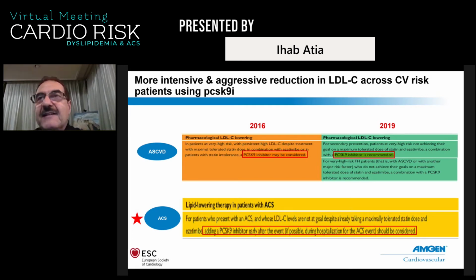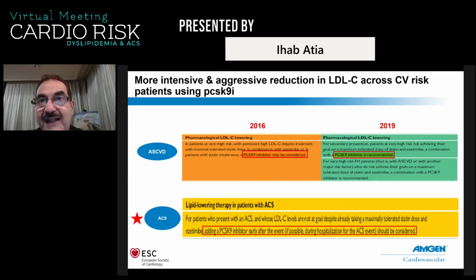And then this is where the guidelines say you can add a PCSK9 inhibitor even after immediately diagnosing this event, if possible, during hospitalization for that same event. And this should be considered.